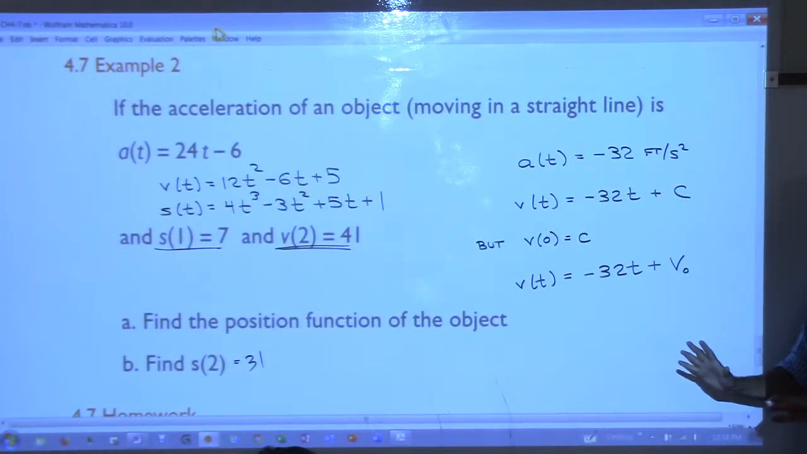Yeah. Okay. Now, let's find the position. So what's the position function?